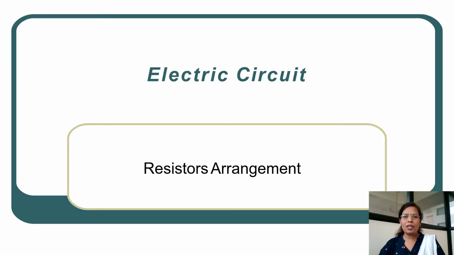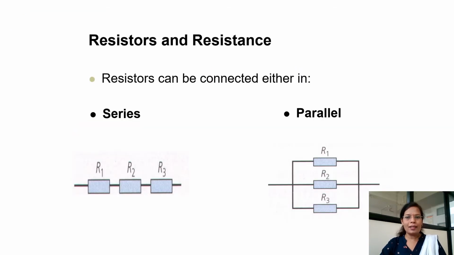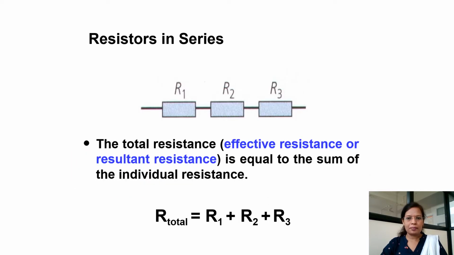Resistor is an important element which can be used in any electric circuit. It can be connected either in series or in parallel. For that purpose, we can take more than two resistors. If we connect three resistors in series, the equivalent resistance R total is equal to R1 plus R2 plus R3. Means the equivalent resistance is the addition of all resistances if we connect them in series.